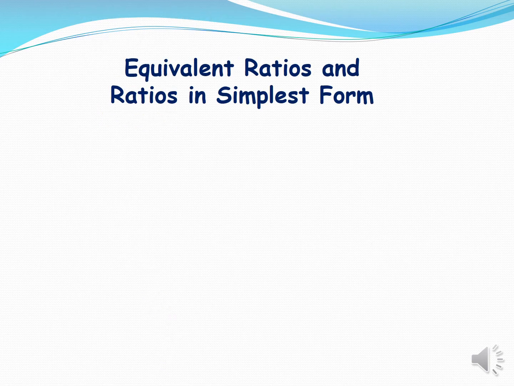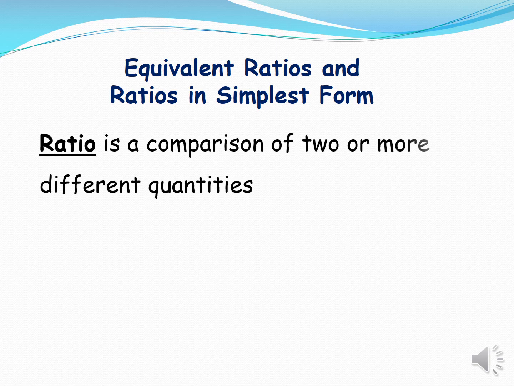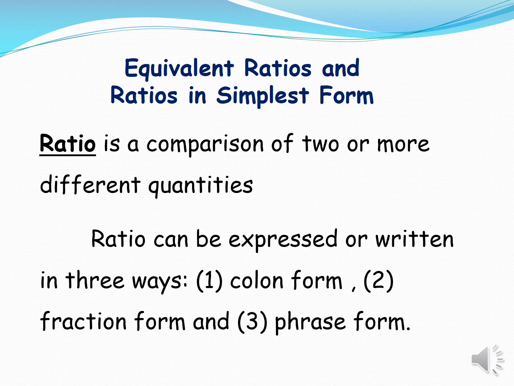Equivalent ratios and ratios in lowest term. Ratio is a comparison of two or more different quantities. Ratio can be expressed or written in three ways. First is column form, second, fraction form, third is phrase form.